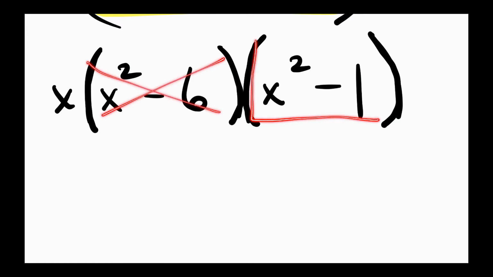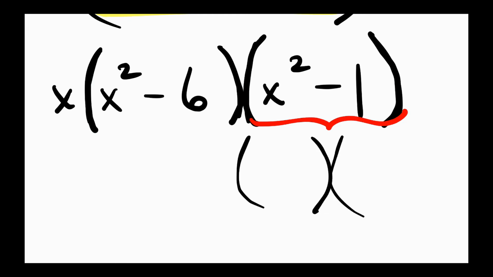How about this guy here? Was 1 on my list? It was the first number, right? So this guy is difference of squares. So it's going to simplify to be what? X plus 1. And what else? X minus 1. Good. Yep.